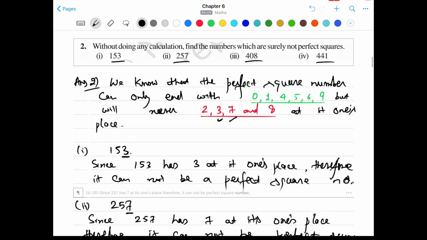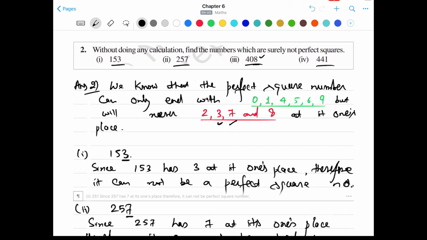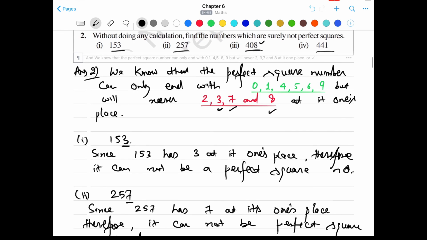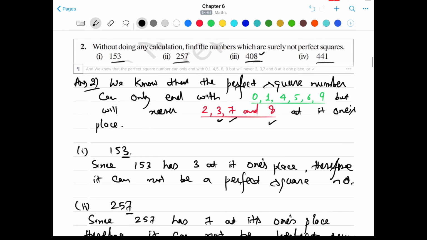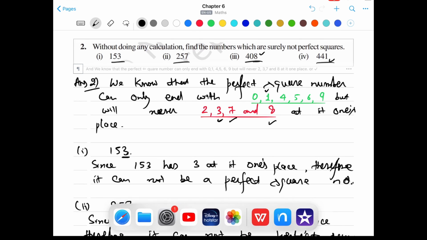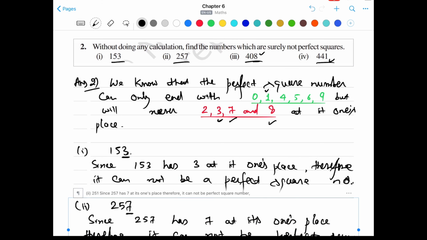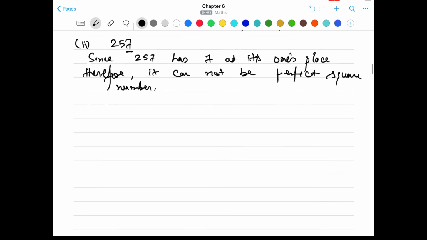Now the next number given to us is 408, having 8 at its ones place, and 8 also belongs to the red group, so this number also cannot be a perfect square number. Then the next number is 441, which has 1, and this 1 belongs to the green group, that means this number may be a perfect square number. So you will write the answer for these two by yourself. I'm leaving the space for that.